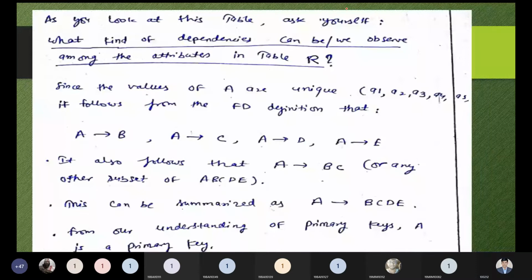You can see, as you look at this table, ask yourself what kind of dependency can be observed among the attributes in the relation R. This is the most important question for moving ahead into the functional dependency concept. So this is the most important point you need to think about. You need to ask yourself, so what do you think right now? Yes, please. If you have any doubt right now, you can tell me, or we can move ahead.